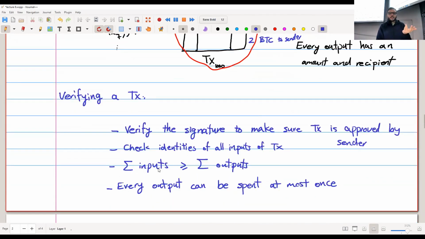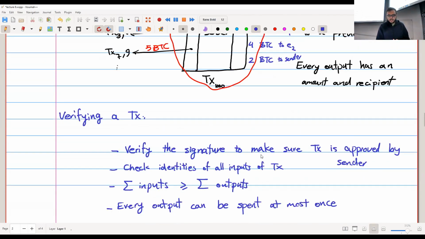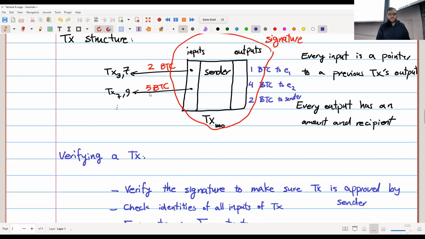When I want to check that the sum of inputs is more than or equal to the sum of outputs, I just have to do a bunch of sums, right? These are easy calculations to do. Now, even this one is easy because for every input, I have a pointer to the output that paid that money. And I can just go to that transaction and see if that transaction really paid the money to this particular sender or paid it to someone else, okay? Or maybe that transaction doesn't even exist. In all of these cases, this would be an invalid transaction.